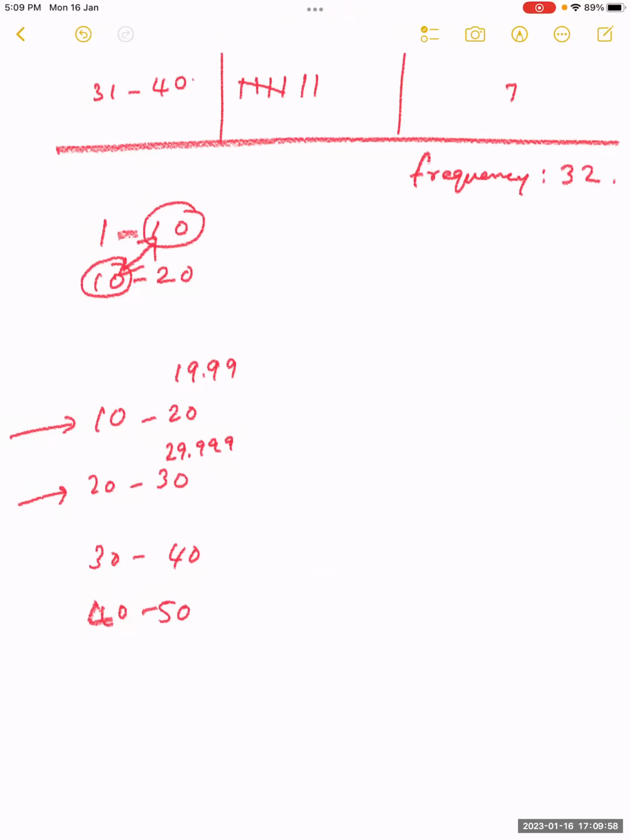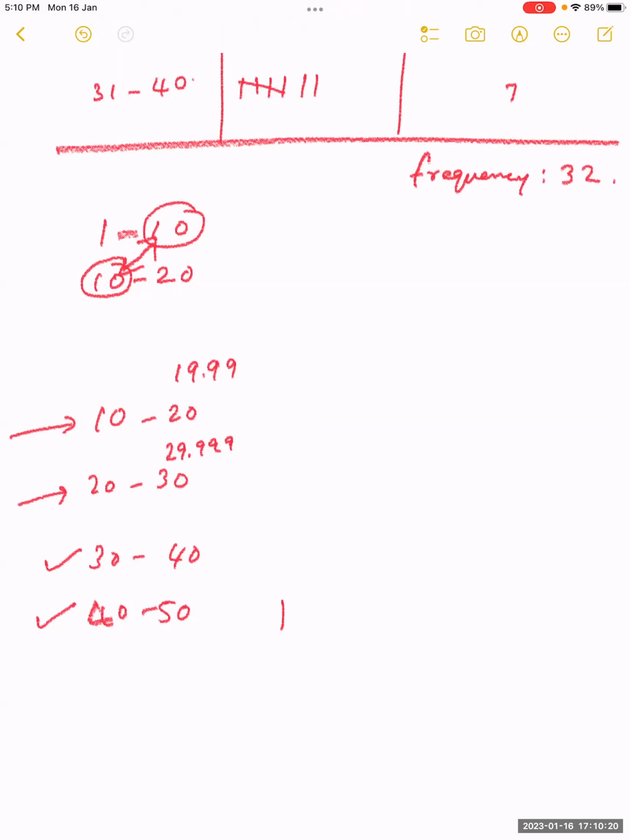Vidat, you tell me, when 40 comes, where will I include 40? In which class interval will I include 40? In this or in this? Where will I include 40? Ma'am, in the second one. Yeah, here, right? 40 to 50. 40 to 50, that's right. So this you all have to remember.